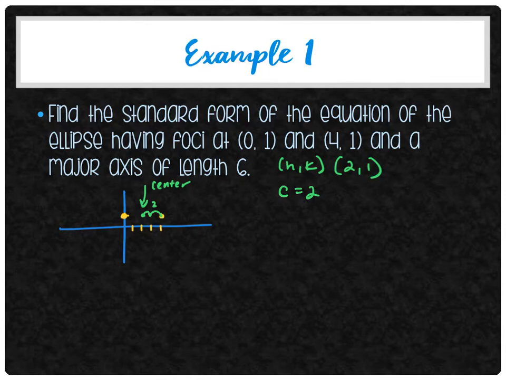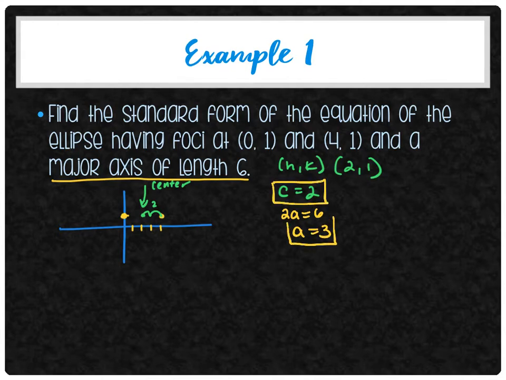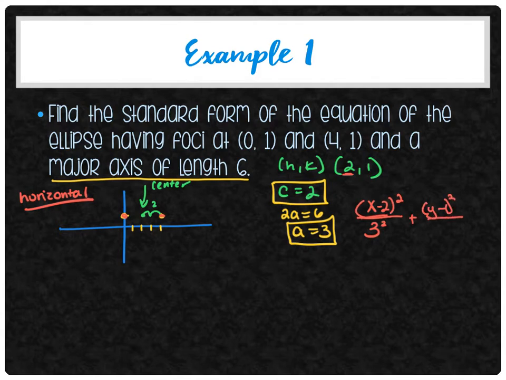And that's all the information I have so far. The other piece that they give me is that the major axis length is 6. So the major axis is 2a equals 6 and a equals 3. Now I have c, I have a, and I know that the foci are here and here, which means this has to be a horizontal ellipse, which means the a is going under the x. So I'd get x over 3 squared, and the x gets the h. So (x minus 2) squared over 3 squared plus (y minus 1) squared over, now I've got to find b.